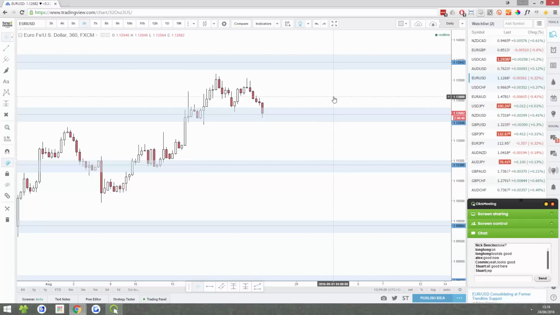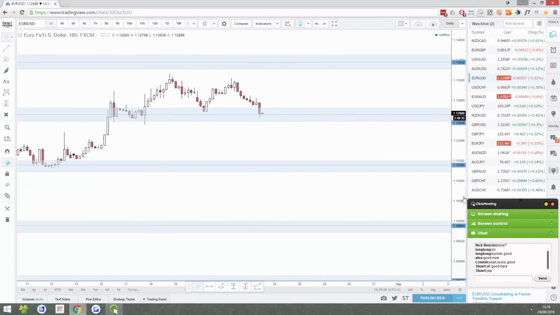This is all, you know, we're not even getting the indecision candle yet. We're not getting that candle forming yet on the higher time frames. We're getting it on the lower time frames. We're getting it on the 3-hour.